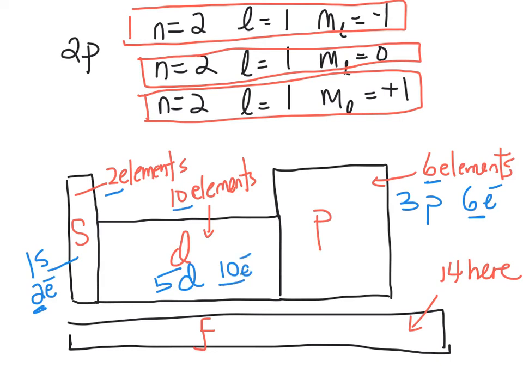The F block, each row or energy level is 14 elements. There are 7 possible F orbitals. Each can hold 2 electrons for a total of 14 electrons. Coincidence? I don't think so. Hydrogen. This element is on the first row in the S block. So its one electron is in the 1s orbital.